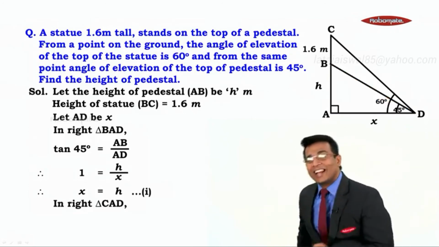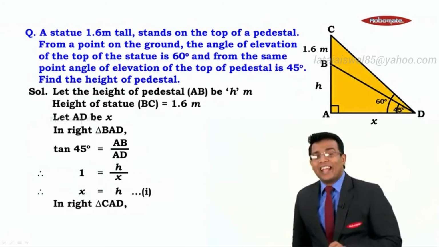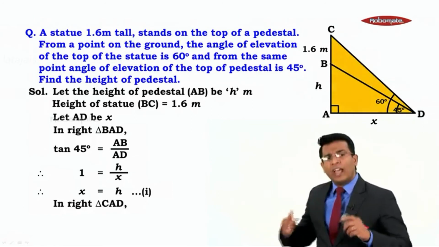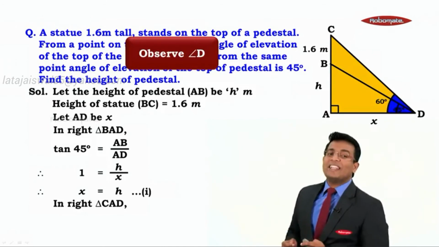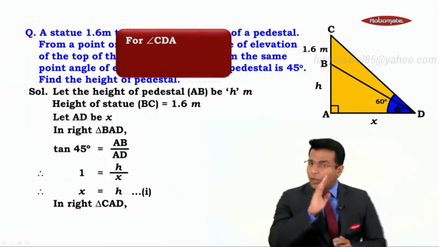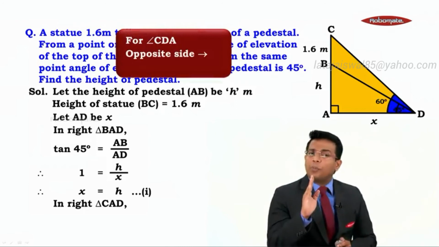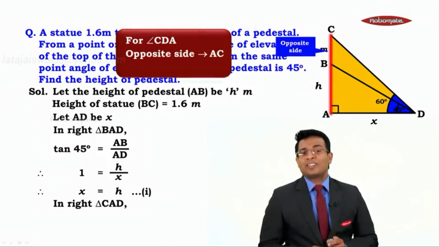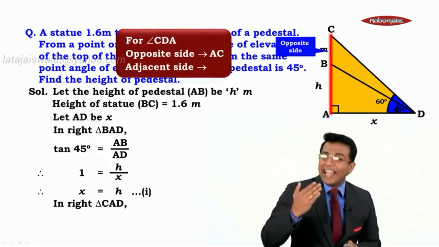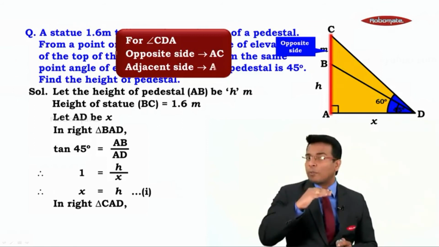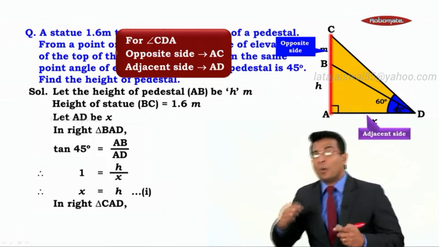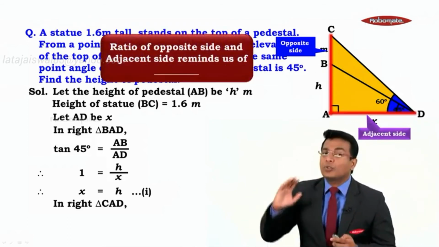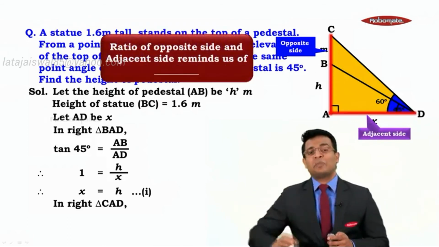So what is the next right angle triangle there? Yes, that is right angle triangle CAD. Observe here, do we have an acute angle? Yes, we have that acute angle, and what is that acute angle? It is D, that is angle CDA. For that acute angle, what is the opposite side? The opposite side is AC. And the adjacent side, the common side, is AD. So again we are talking about the opposite side and the adjacent side, so the ratio which comes to our mind is tan.